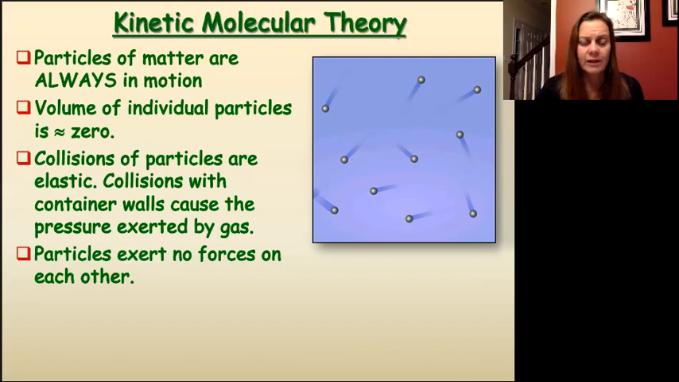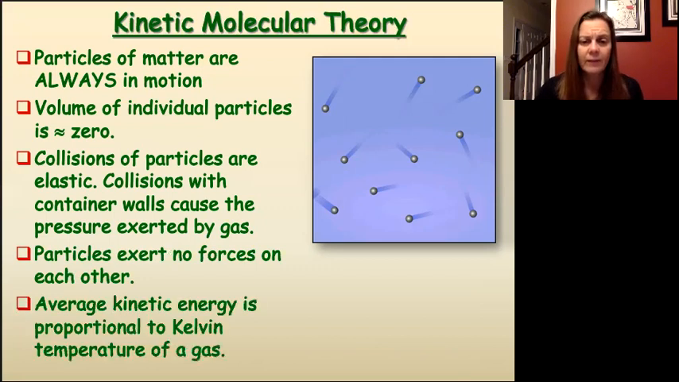Fourth assumption is that the particles exert no forces on each other. Because they are so far apart from one another, those attractive or repulsive forces are insignificant. And the fifth tenet of the kinetic molecular theory is that the average kinetic energy is directly proportional to the Kelvin temperature of a gas.